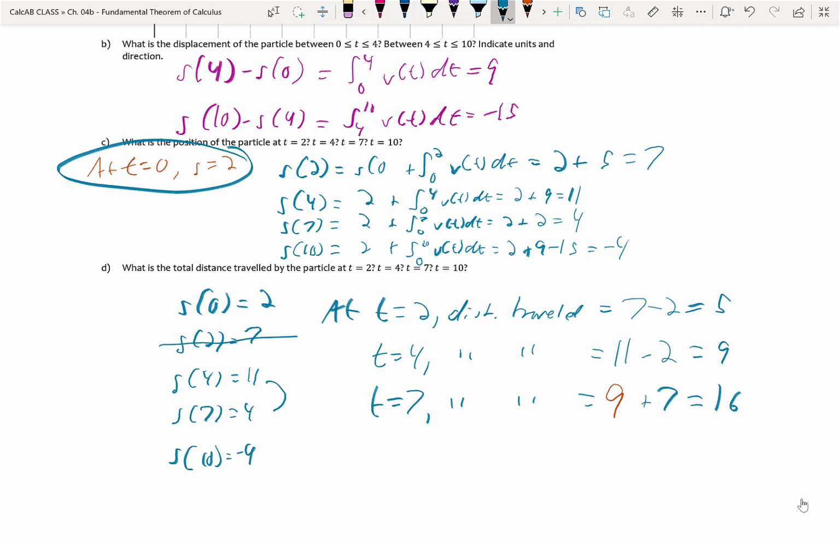And then finally, s of 10. So at t equals 10, it is 24. It'd be the 9 units it moved to get to position 4, plus the 15 units it moved after that. Even though it was negative, it still moved 15 units, and that's 24.